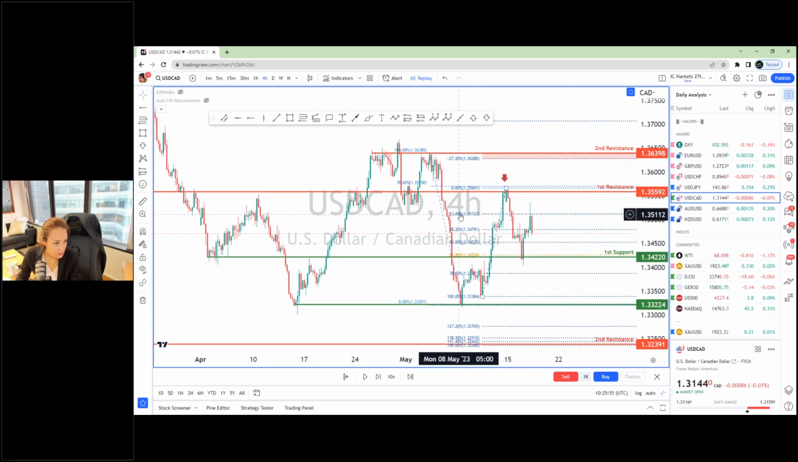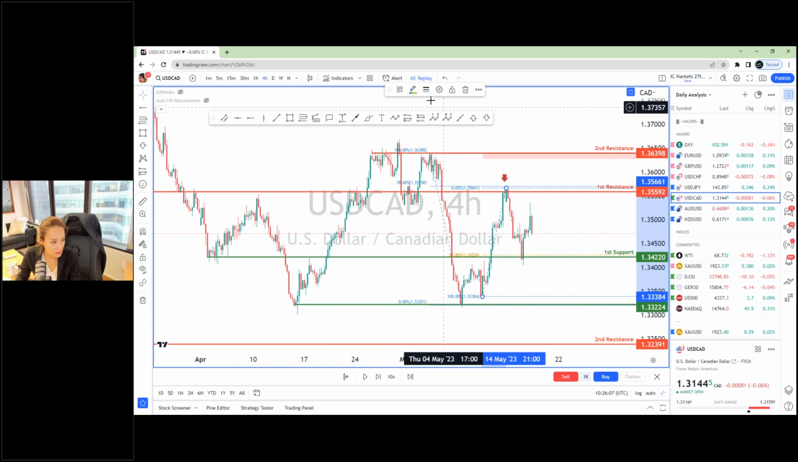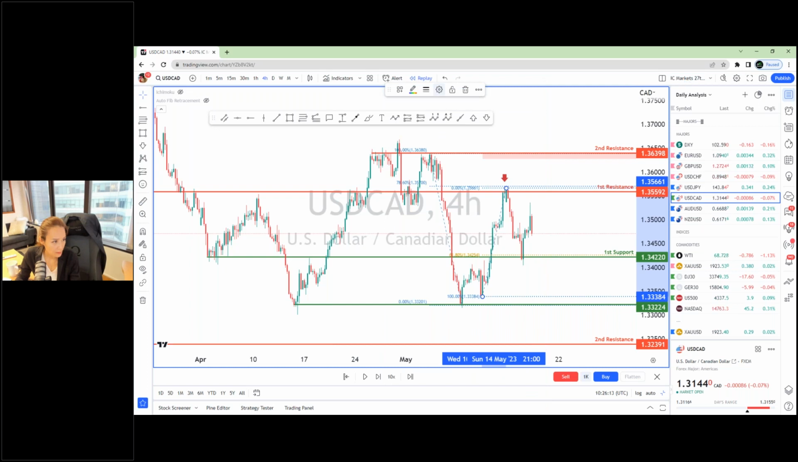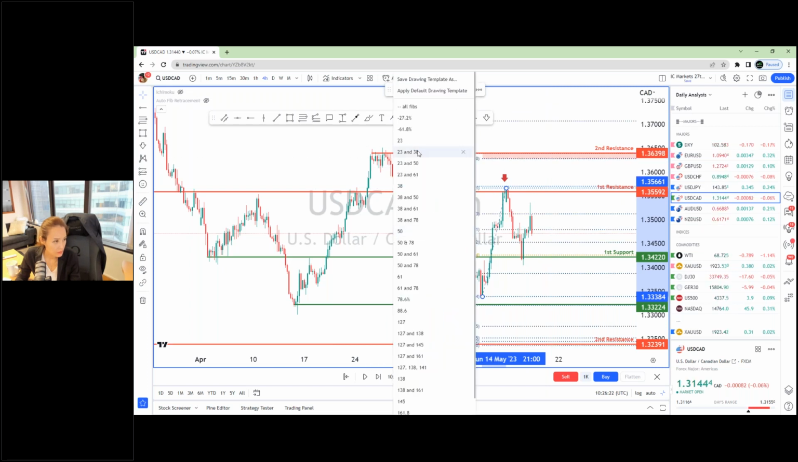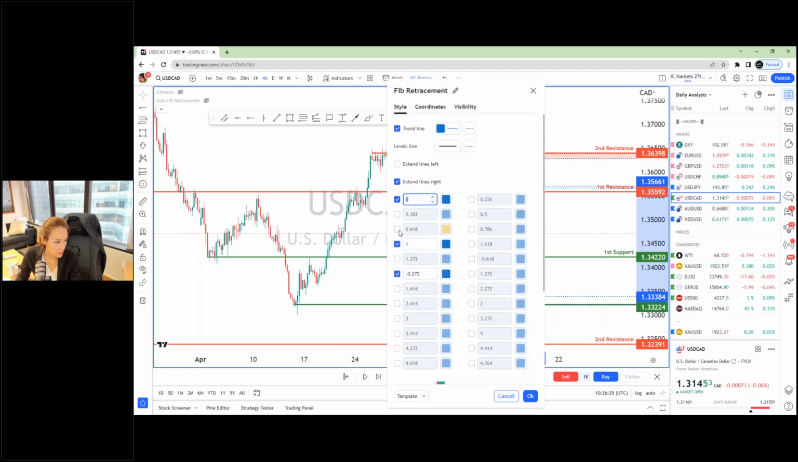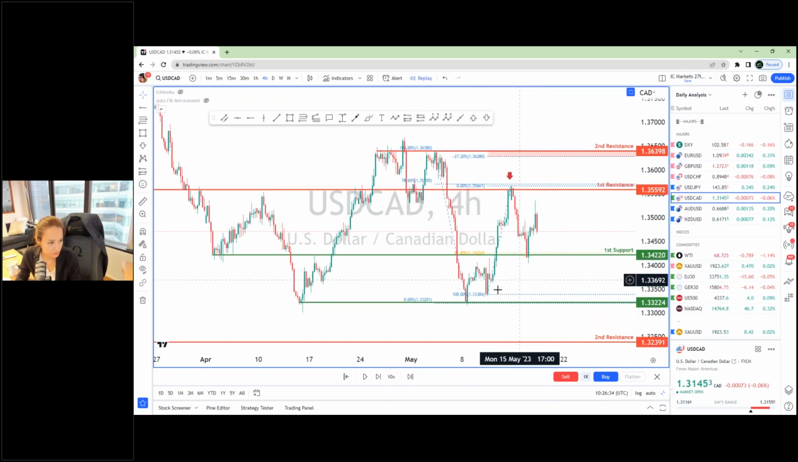Okay, so price retraced from here to here, 61.8%. I show 61.8%, and where is it? This one, 61. Okay, so this is the zone. Okay, I draw it. Let's see.